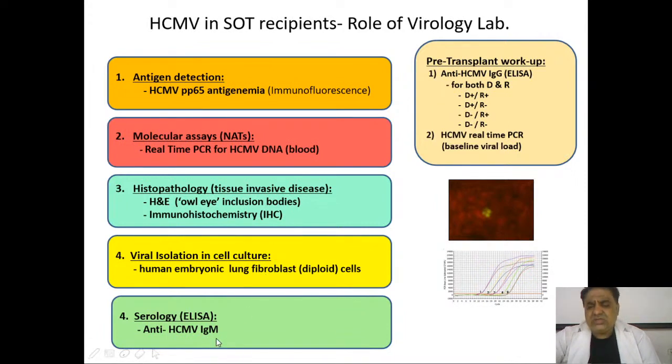IgM has a limit, serology IgM, I mean, not IgG. IgG is a very important test pre-transplantation. IgM test after transplantation is not very useful because usually most of these patients are severely immunocompromised and they're receiving immunosuppressive drugs, and IgM may not develop in such situations.